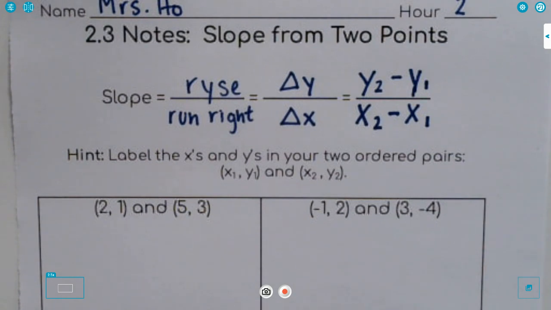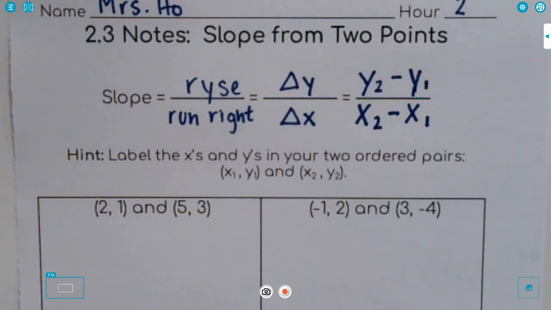So what that means, X and Y are the points in our ordered pair, so X comes first, then Y. The ones and twos, ones mean that it's from your first ordered pair. Twos mean that it's from your second ordered pair. So X2 means the X from the second ordered pair. Y1 means the Y from the first ordered pair.